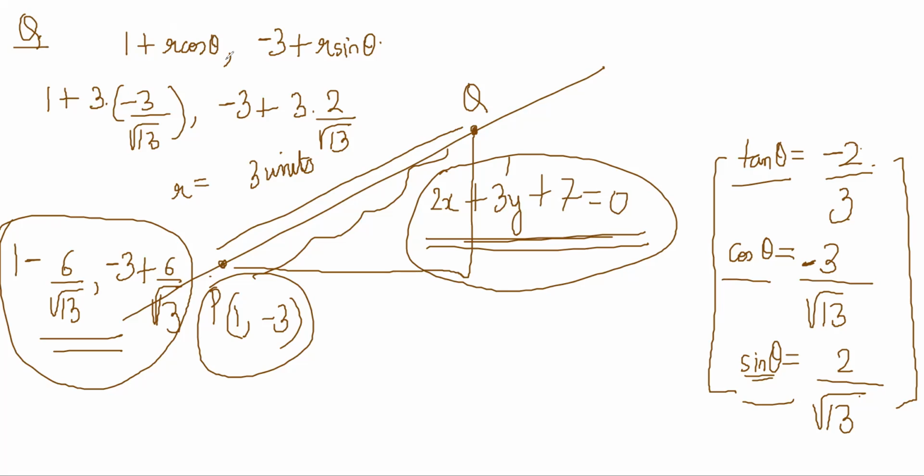If it was a point on the other side, you would have put r as minus 3. You can go anywhere on the line. If you go up like this, then r is positive. If you go down, it is negative.